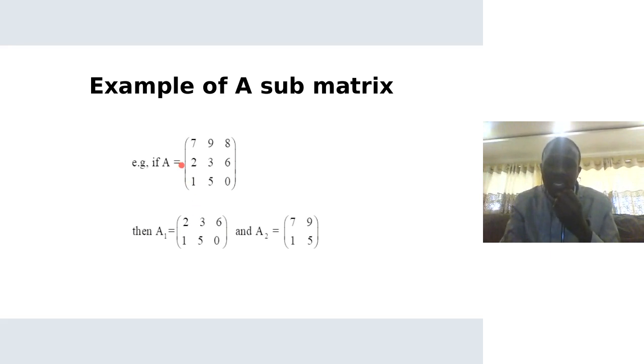Now, if you look at matrix A having elements 7, 9, 8, 2, 3, 6, 1, 5, 0, this is a matrix A. Another matrix may be A1 from matrix A by deciding to delete the first row. So if we delete the first row, then what we will have is a sub-matrix of 2, 3, 6, 1, 5, 0. And that is matrix A1. So we have just deleted the first row.